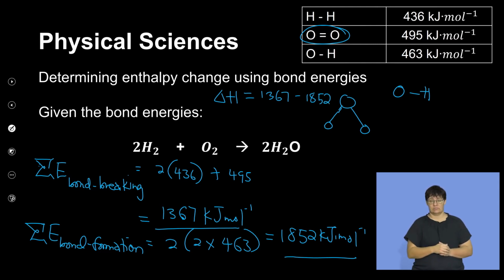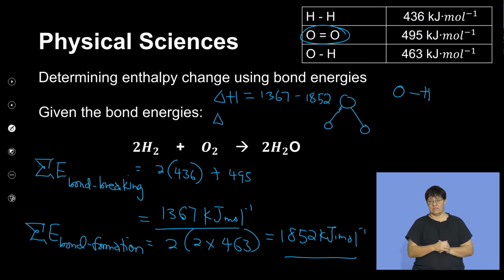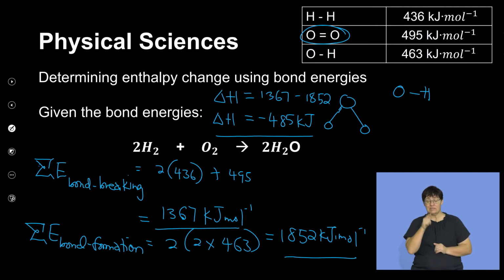So if we evaluate that, we have 1367 minus 1852. So the value is negative 485. So the enthalpy change is equal to negative 485 kilojoules per mole. All right. So this negative value, what exactly does it tell us?